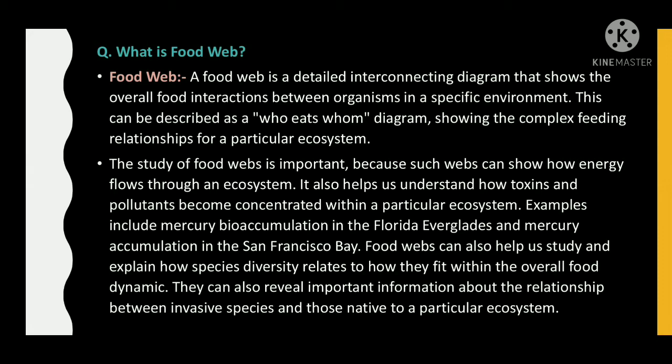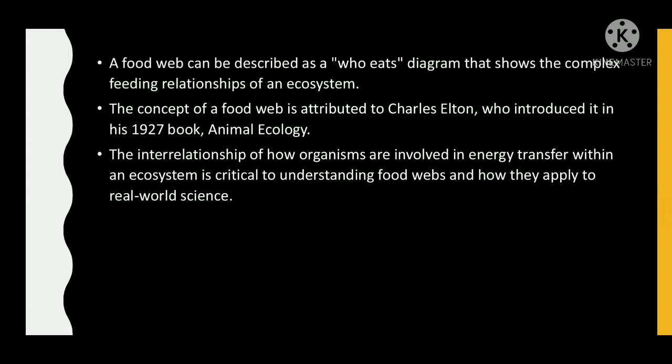Food webs can also help us study and explain how species diversity relates to how they fit within the overall food dynamic. They can also reveal important information about the relationship between invasive species and those native to a particular ecosystem. So how can a food web be described? A food web can be described as a who-eats-whom diagram that shows the complex feeding relationships of an ecosystem.